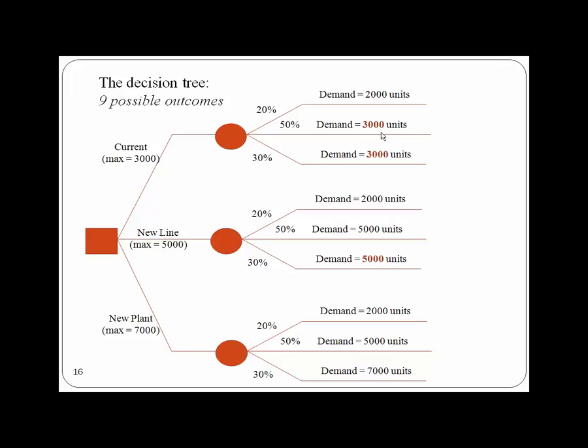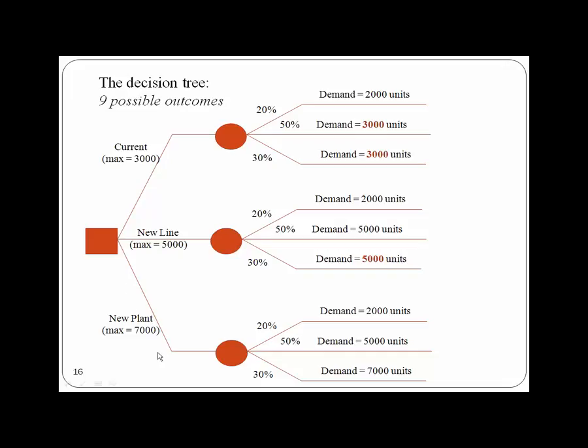Notice, even though the potential demand is 5,000, we can only meet 3,000 of it. So it's sort of like saying we get up to our maximum. Finally, we could have what we call high potential demand, but again, we'd only be able to meet 3,000 of it. So what I'm trying to express here is if we go with current capacity, there's three possible outcomes. We can meet a demand of 2,000, or we can meet a demand of 3,000, or another demand of 3,000.